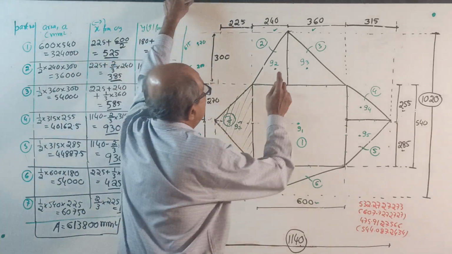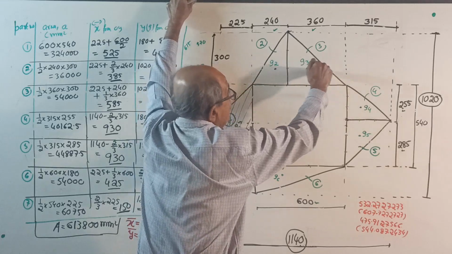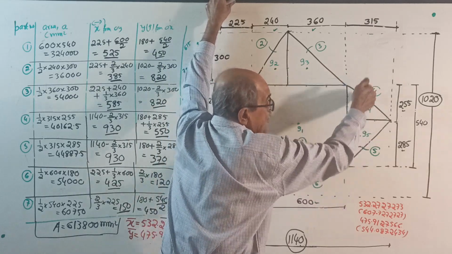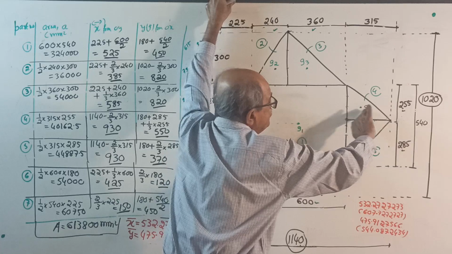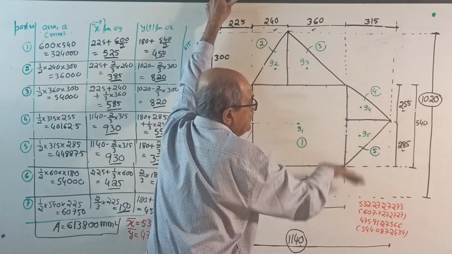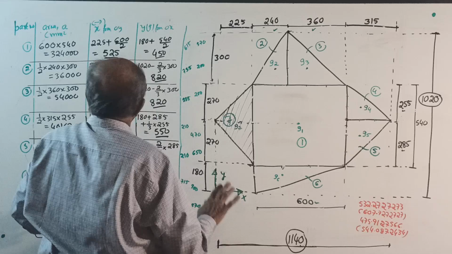Same way here, G2 and G3 horizontally will be at the same level. G4 and G5, vertically, on the same line here. This is the same distance, but this way is different here. This is same, okay. That way, right.